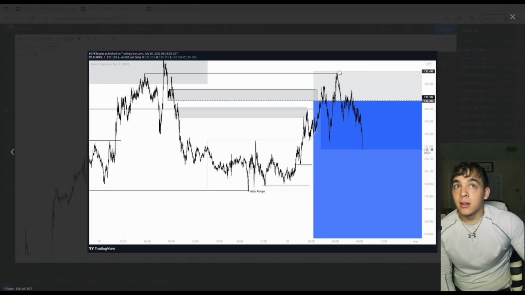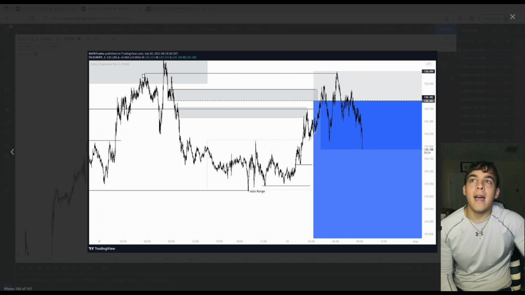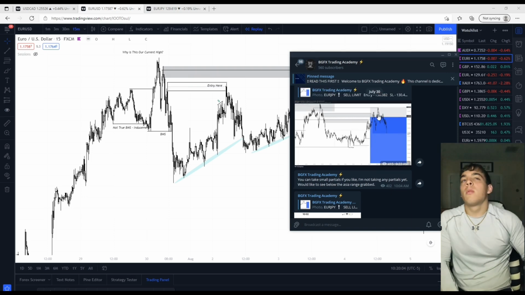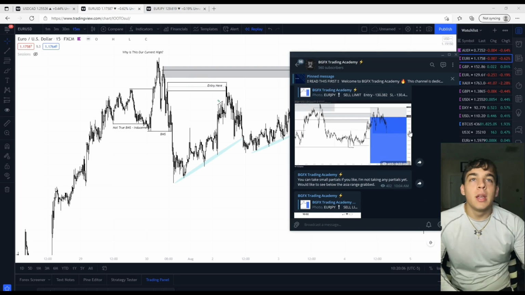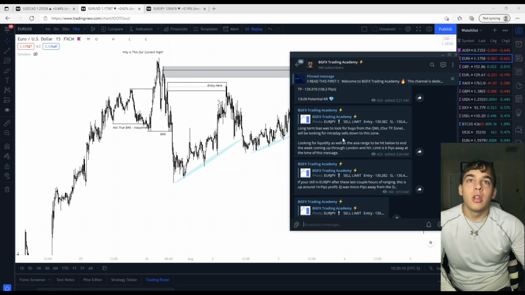This was actually literally a micro pip away from being stopped out, but it did respect the QML a little bit higher than the QML, which just goes to show, having different concepts, having your supply and demand, your order blocks, but also different zones, so you know where your point of invalidation should always be. But to go ahead and take a look at Euro JPY, this is going to be the shorts.